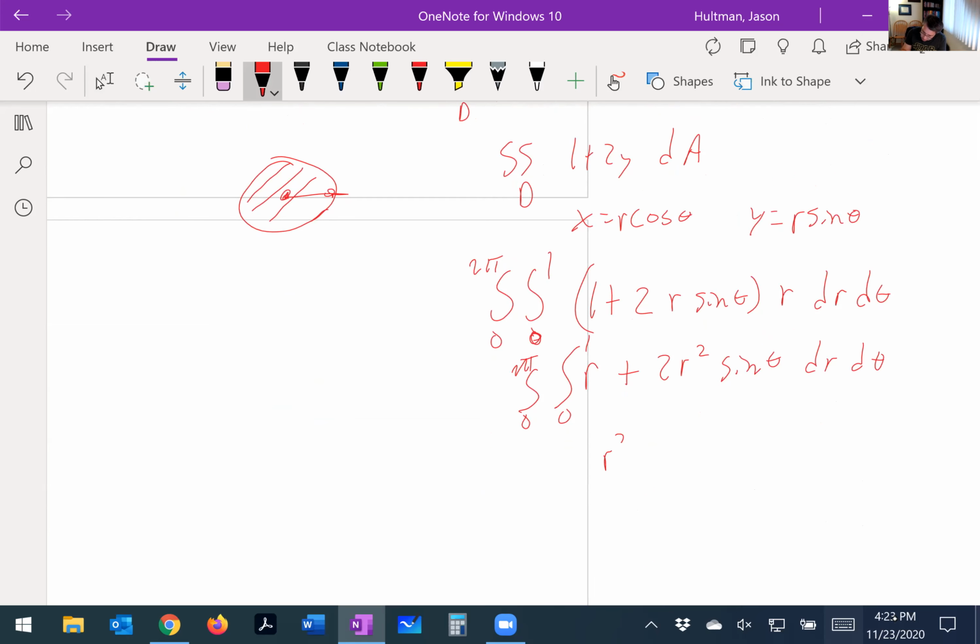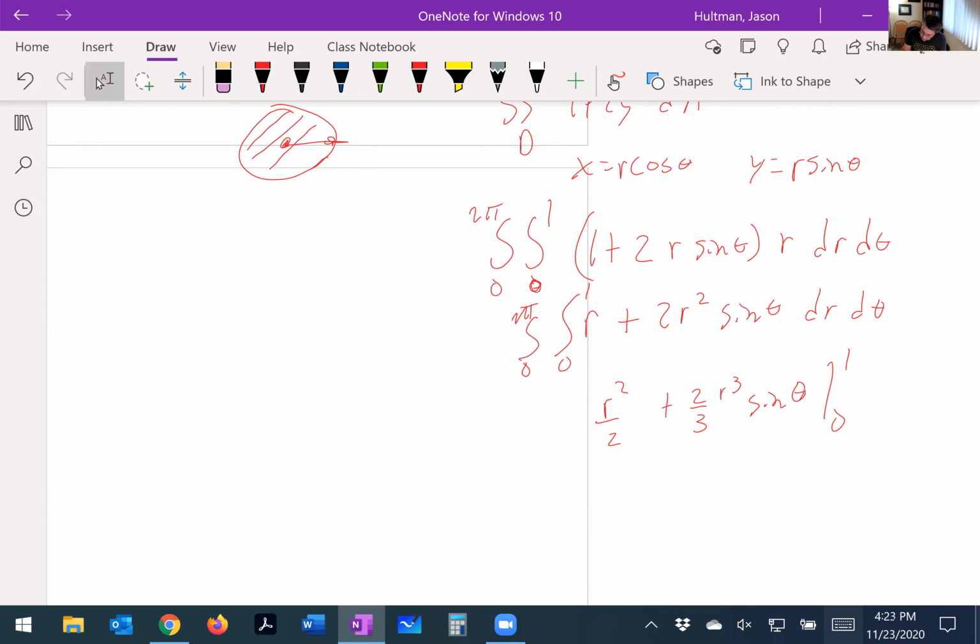So this is r squared over 2 plus 2/3 r cubed sine theta. And we're going to evaluate that from 0 to 1. So that's easy. This just becomes 1/2 plus 2/3 sine theta.